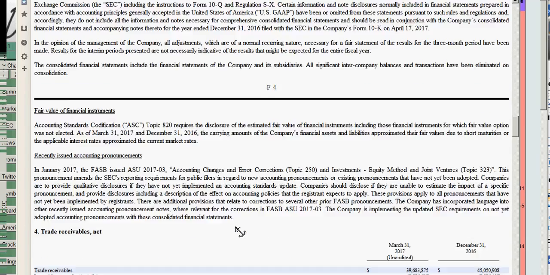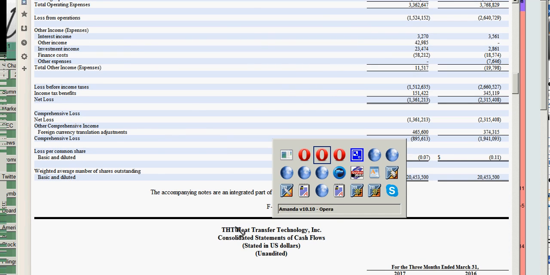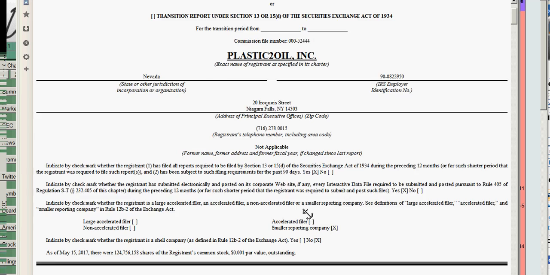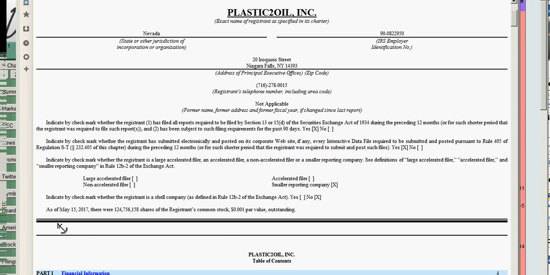Let's look at one other 10-Q from another company. This is Plastic2Oil. They're into pyrolysis of waste plastics into fuel. I used to be really involved in this company. Again, the quarterly period ended March 31st. And how many shares do they have? As of May 15th, there were 125 million shares outstanding.